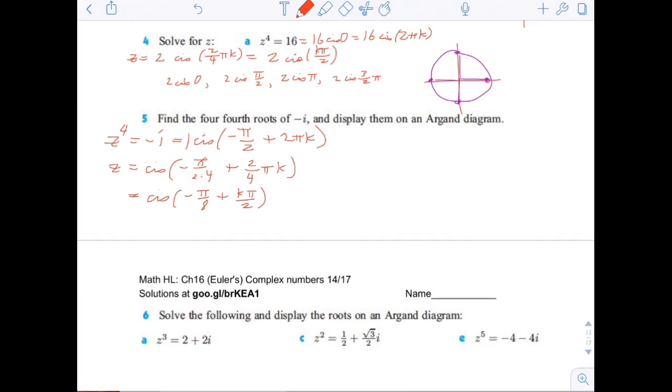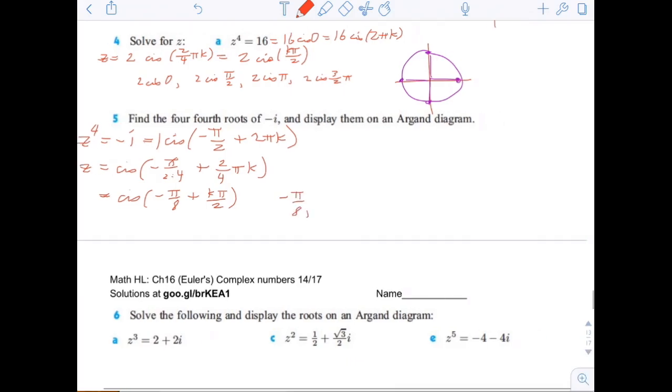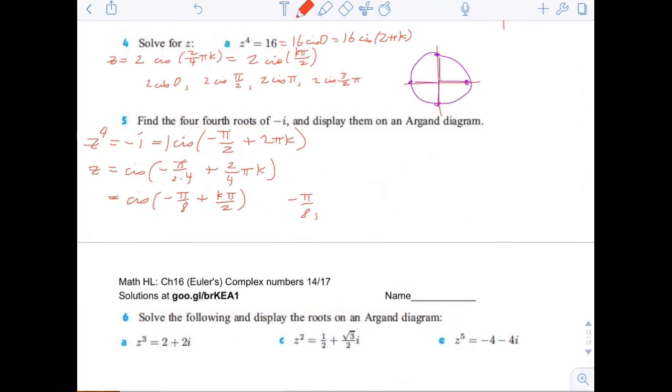And if k is 0, then the first root would be negative pi over 8. And the second root would be k equals 1, so that would be negative pi over 8 plus 4/8 pi, which would be 3/8 pi.